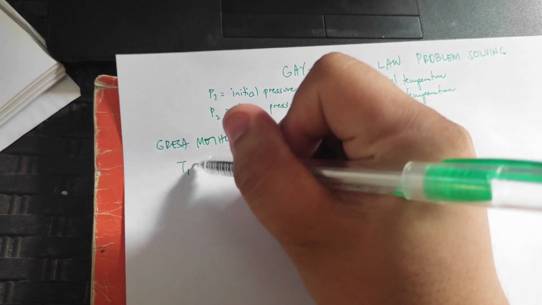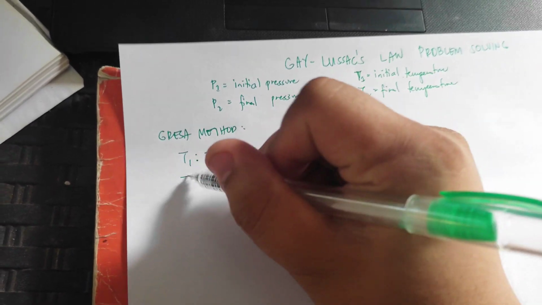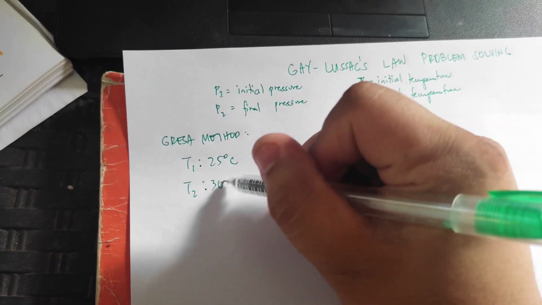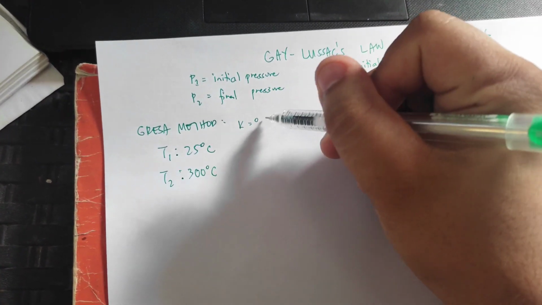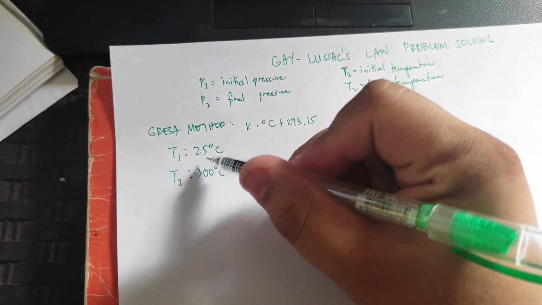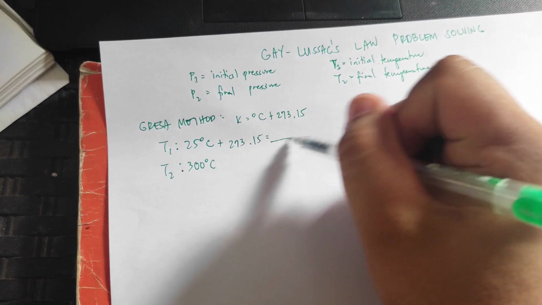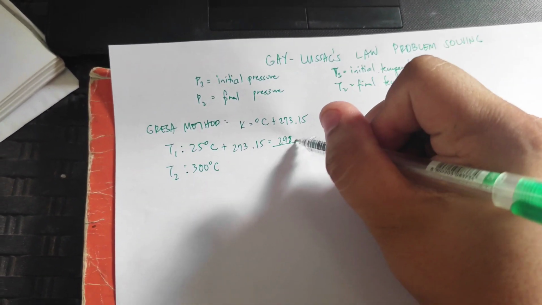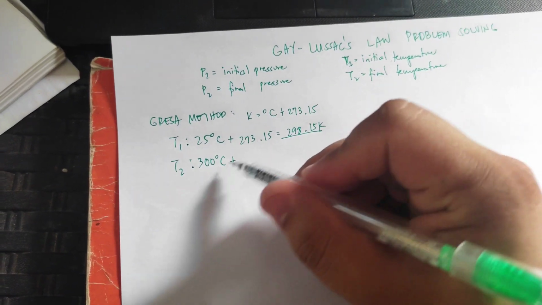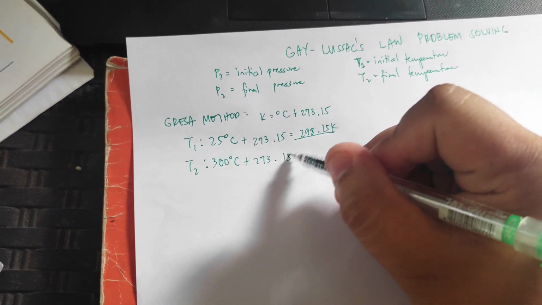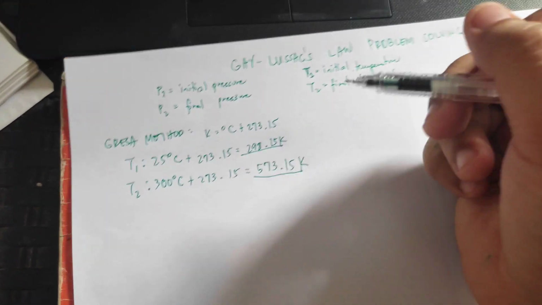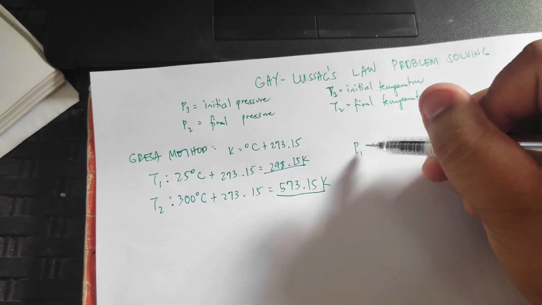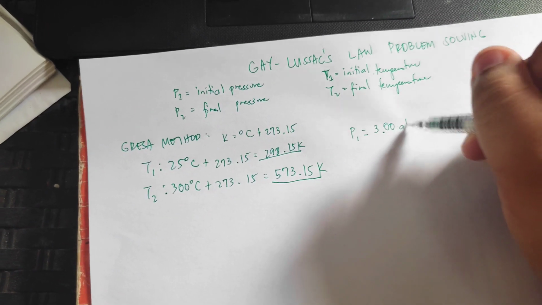Here we have the initial temperature of 25 degrees Celsius and the final temperature of 300 degrees Celsius. We need to convert Celsius into Kelvin. To convert, the formula is Kelvin equals degrees Celsius plus 273.15. So 25 plus 273.15 gives 298.15 Kelvin. For the final temperature, 300 degrees Celsius plus 273.15 equals 573.15 Kelvin. Next, another given: the initial pressure, which is 3.00 atm.